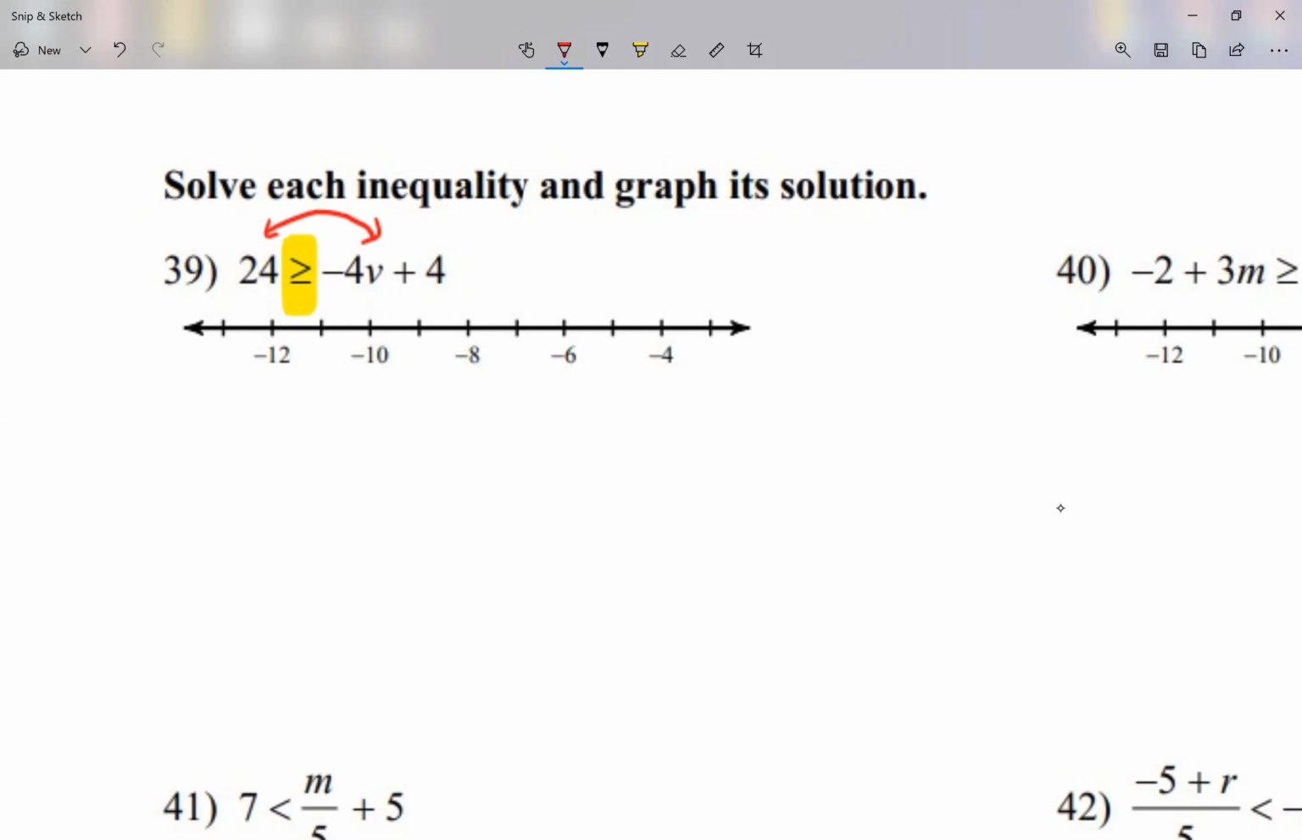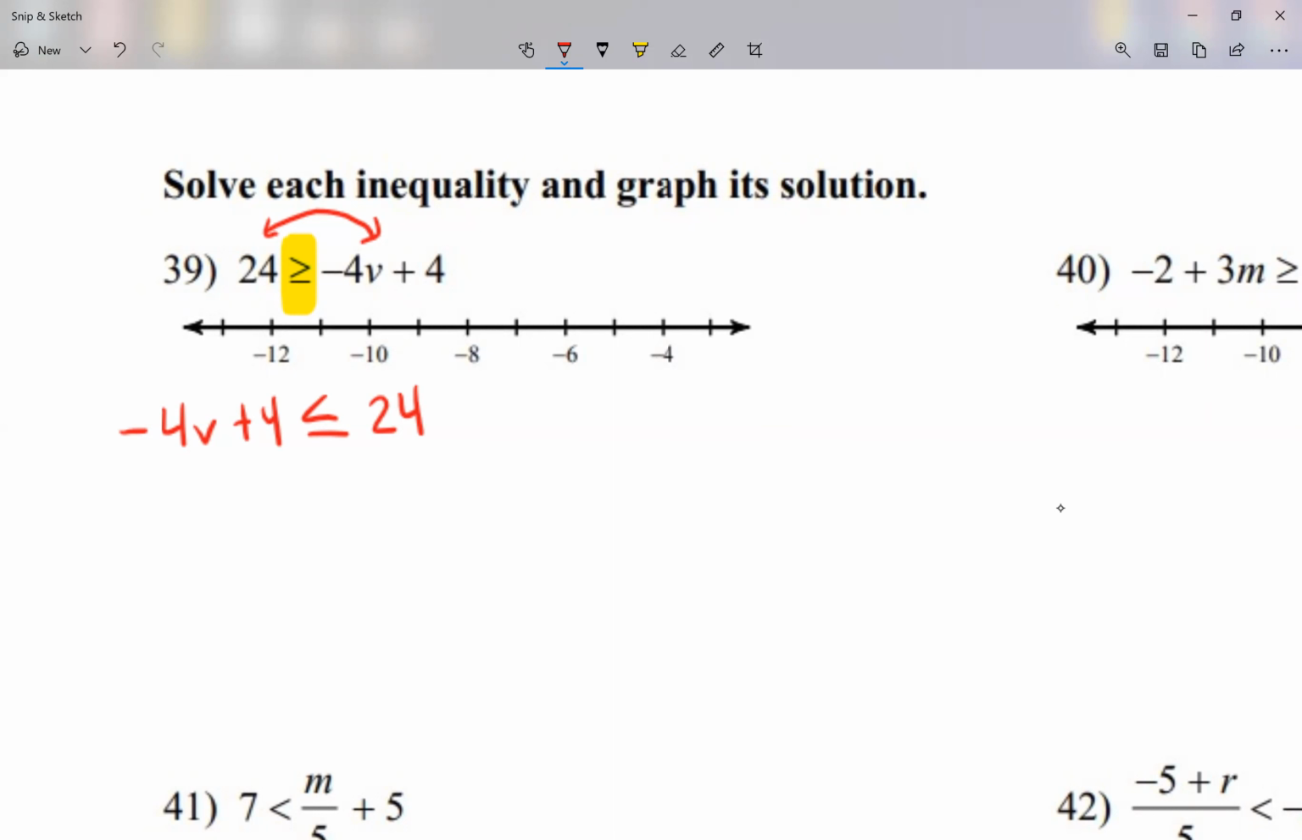So on the left, let me write negative 4v plus 4 is less than or equal to 24. Again, everything from the left side went to the right side, and everything from the right side goes to the left. My inequality symbol flips. Originally it was greater than or equal to. Now I wrote less than or equal to.